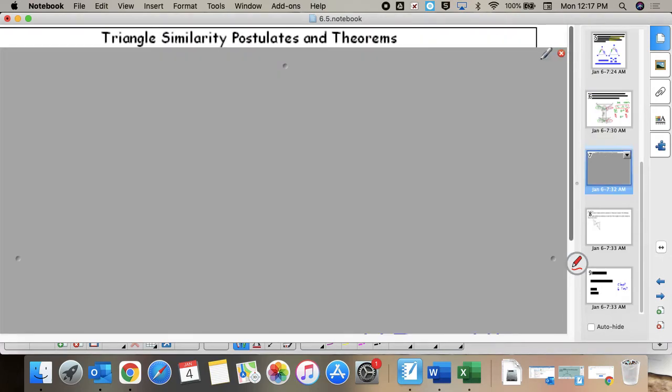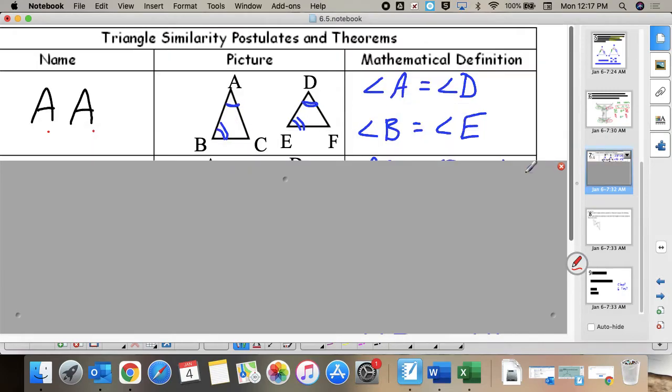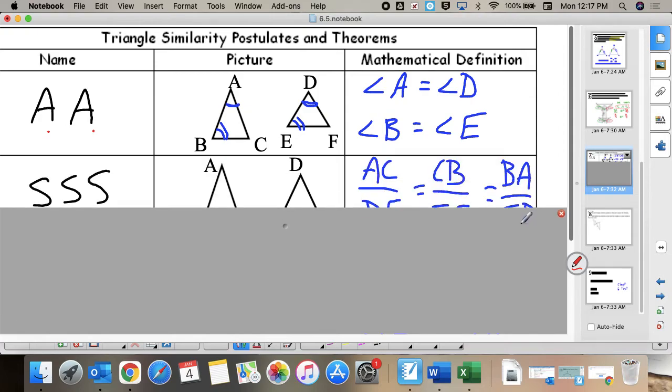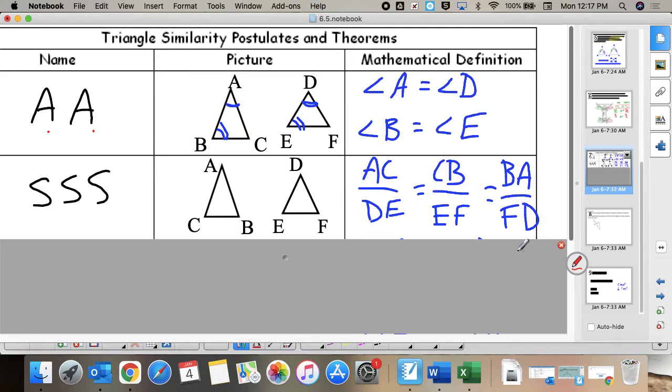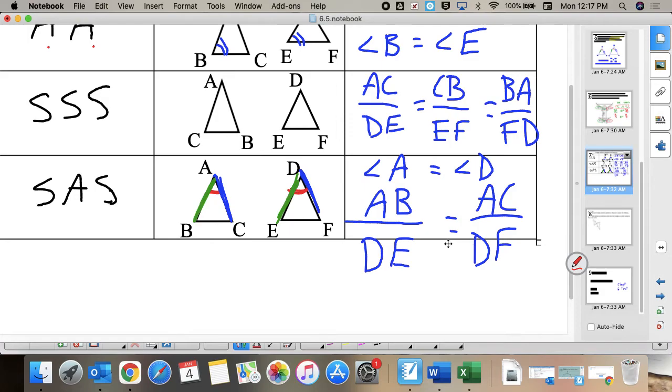So we have three different similarity postulates. The first one was angle, angle. Two angles from each triangle are congruent. We had side, side, side. The ratios of your three sets of sides reduce to the same thing. We call that being proportional. And then combining the two was your side, angle, side. Two sets of sides are proportional, and then that included angle in each triangle is the same. Right, so those are your three options that are there. Once again, if you need to pause the video to copy something down, please do so.